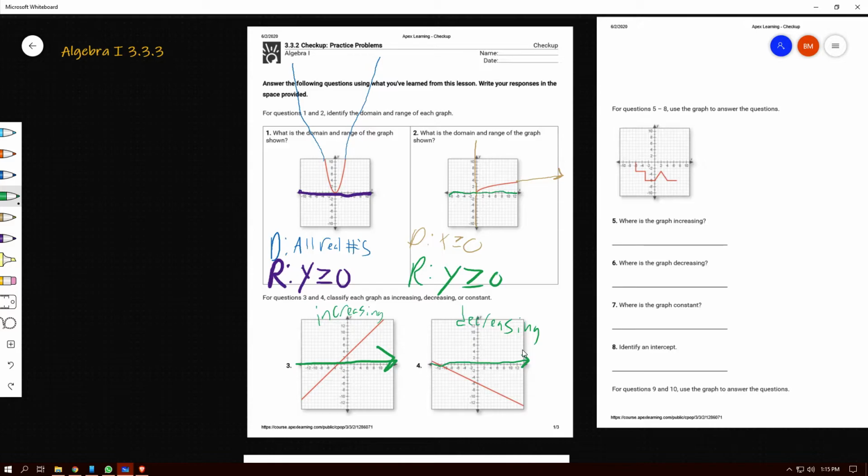Now, what would constant look like? Well, this green line I have here on number 3, and on number 4, though number 4 is just not as neat. This is a straight line that's not going up or down. It's just going across. That would be constant, right? It's just a flat horizontal line. It's not going up. It's not going down. It's just constant.